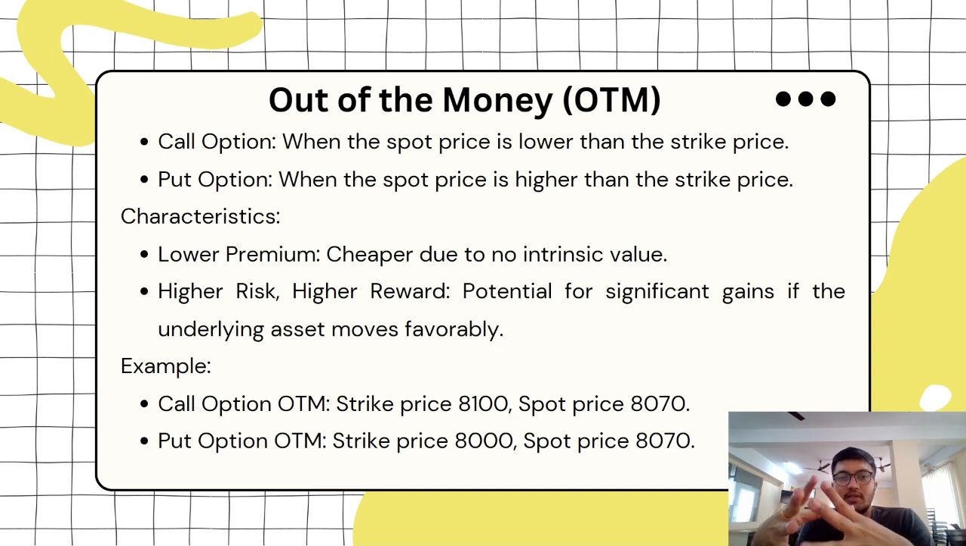Now comes out of the money, when the spot price is lower than the strike price for a call, and higher than the strike price for a put. It's cheaper due to no intrinsic value. Intrinsic value means the contract itself does not have any kind of value. It's just that there's time value associated with the out of the money contract. So there's higher risk and higher reward. There's potential for significant gains if the underlying asset moves favorably.